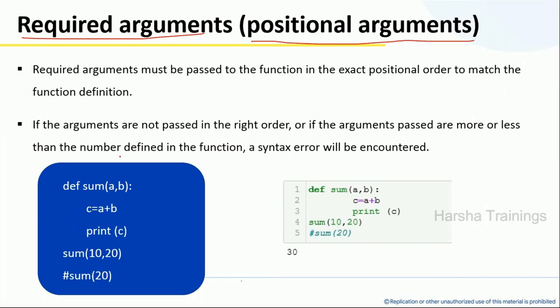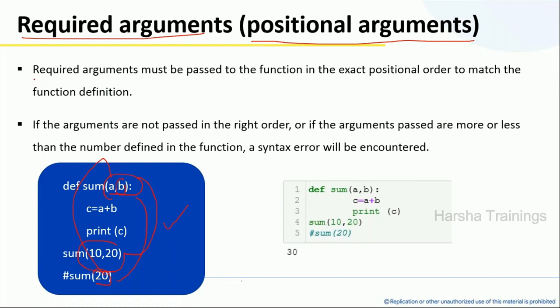Look here. Here I have 2 formal arguments, A comma B. Here I have 2 actual arguments. These 2 are matching, so the program will work. For example, if I call with 1 argument, but my function definition has 2 arguments, these 2 are not matching. There should be one-to-one correspondence. This 20 will go only to A. What is the value for B? It is an error.